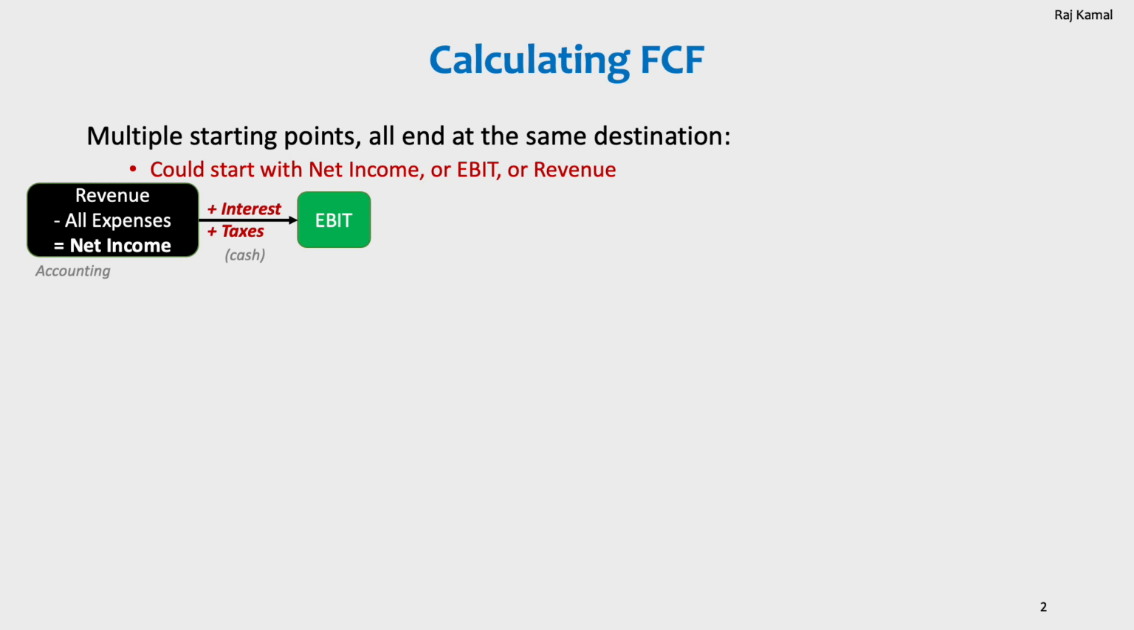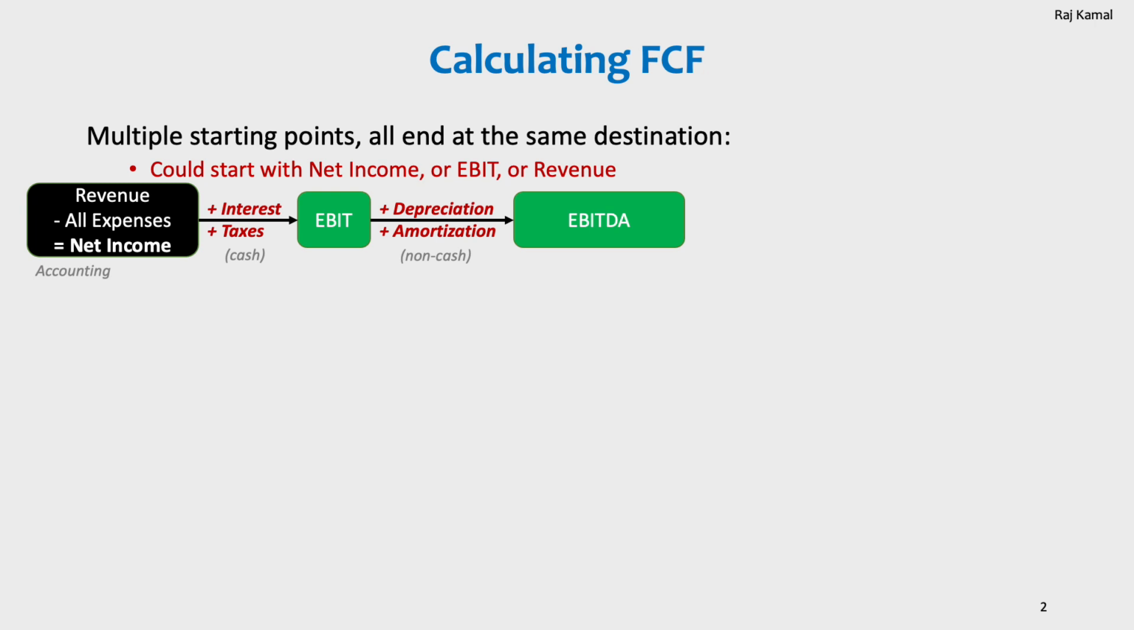And if we take one particular path to the right, we will see that if we add interest and taxes, which are cash expenses, to the net income, we get EBIT. In addition, when we add depreciation and amortization, which you will recall are non-cash expenses, we get EBITDA, which is earnings before interest, taxes, and depreciation. So that's how you can go from net income to EBITDA.